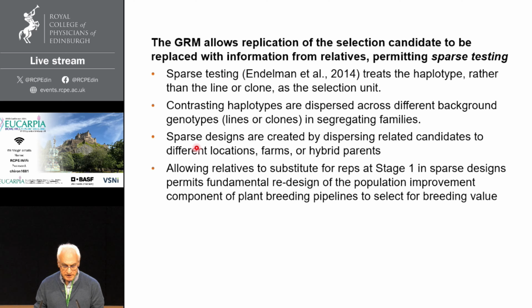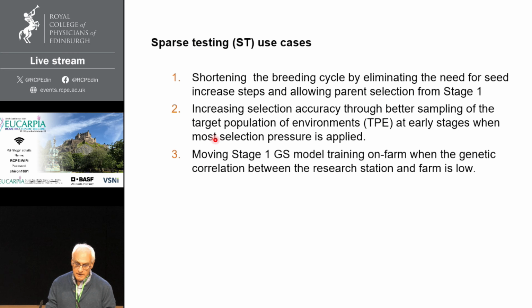Allowing relatives to substitute for reps in sparse designs permits a really basic redesign of a population improvement component of plant breeding pipelines, allowing us to really focus on selection for breeding value. I'm going to consider 3 use cases for sparse testing.